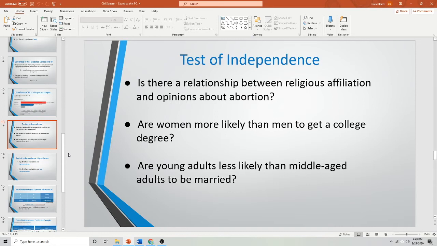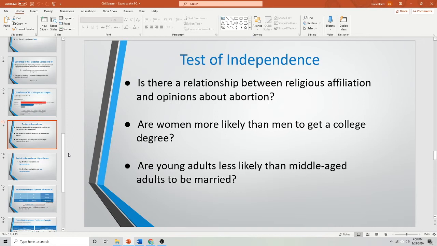Are women more likely than men to get a college degree? So this would be really, really simple. You could just compare 2 binary variables, male and female, and has a college degree, does not have a college degree. Within those categories, is there a difference? Do you see a higher proportion of people with a college degree who are female than male, or vice versa? Or is there not much of a difference at all, at least not a statistically significant one?